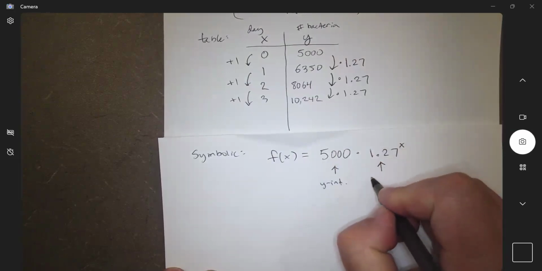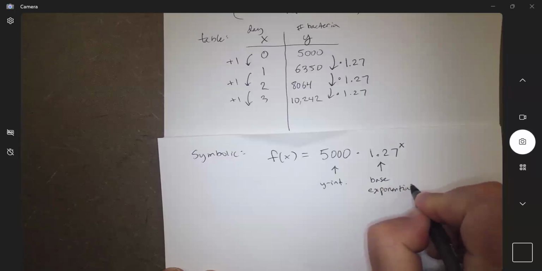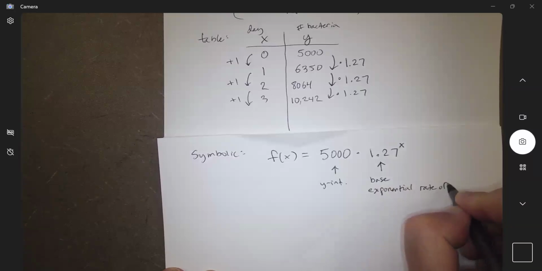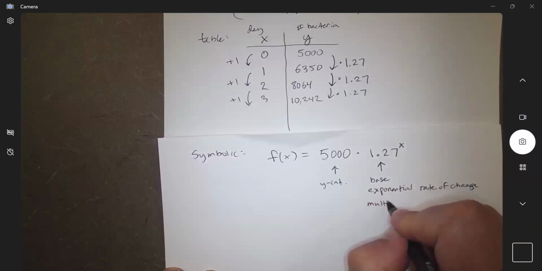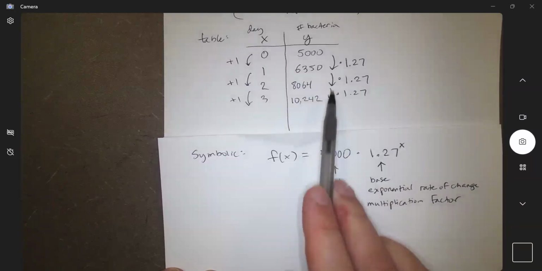This is called the, well, this is the base, but I like to call this the exponential rate of change. And it's also commonly called the multiplication factor, because it's the number that you're multiplying by.